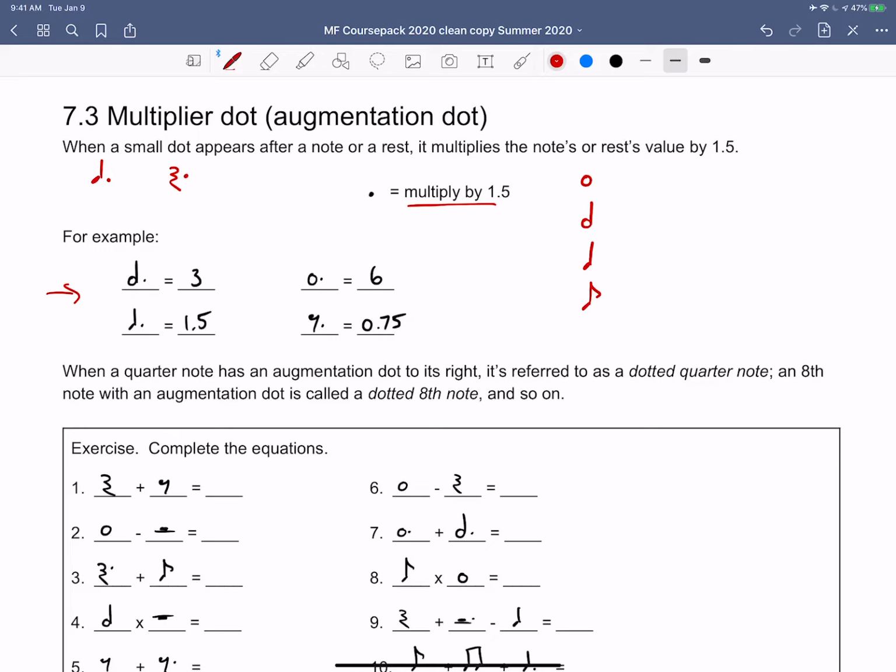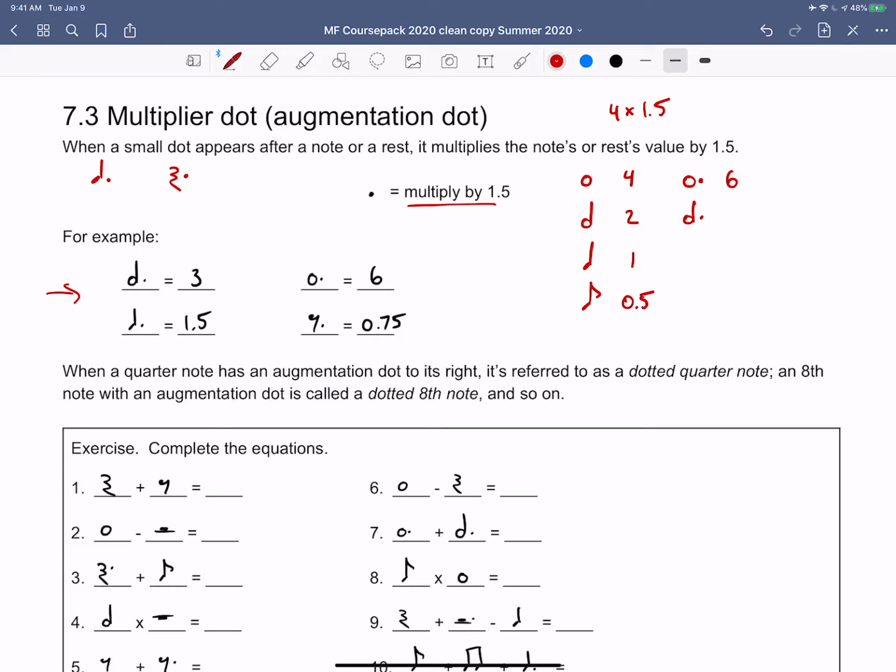Up here, we have a whole note, which is normally worth 4, half note normally worth 2, quarter note normally worth 1, and eighth note normally worth 0.5. Now, if we put a dot after a whole note, it's no longer going to be worth 4, but it's going to be worth 4 times 1.5. Well, 4 times 1.5 is going to give you 6. So believe it or not, a dotted whole note is going to get 6 beats.